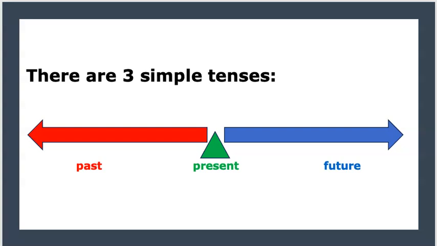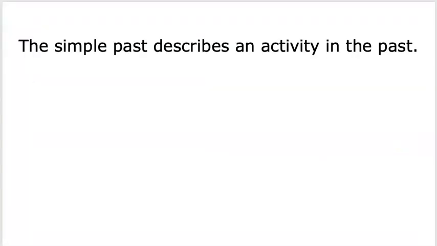You see the green triangle in the middle is the present, that's right now. To the right in blue is the future. To the left in red is the past. We're going to focus on talking about the past tense.